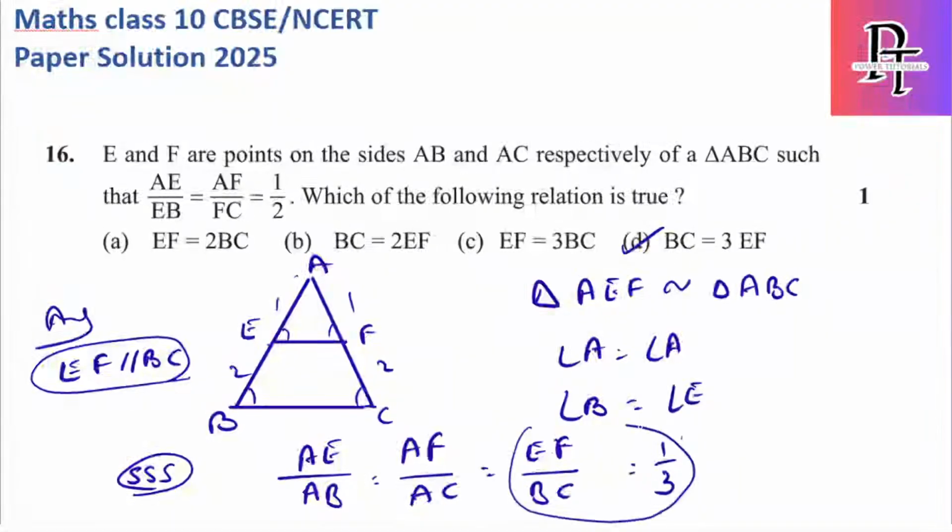So using this I can write BC is equal to 3 times EF. Okay, so this is a little lengthy, but if you do it faster, then you can solve it within 2 minutes.